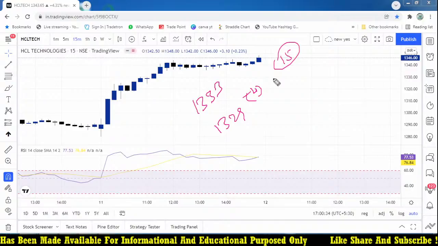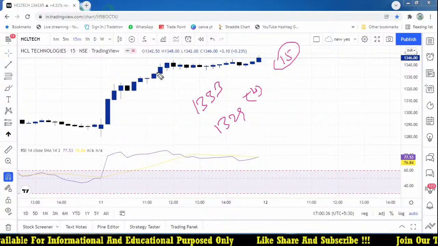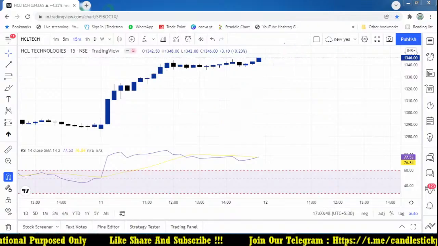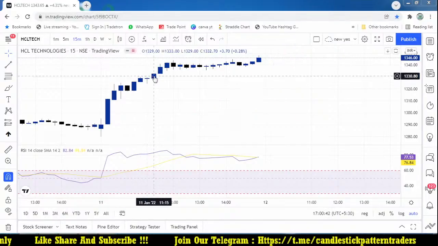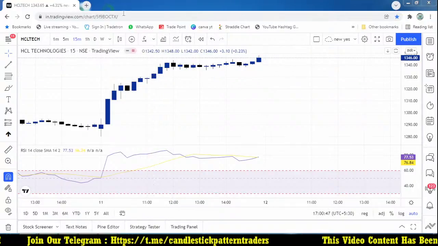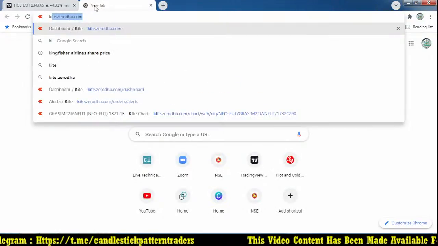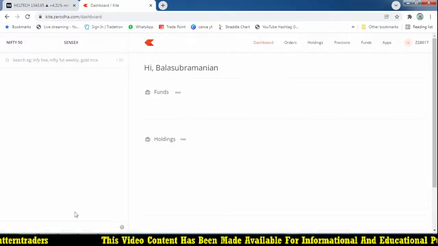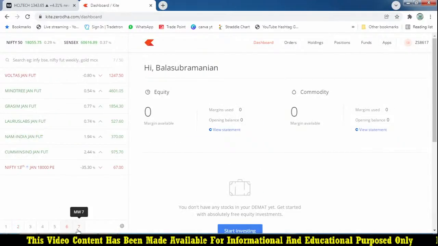Intraday option trading, you can try with that. Exactly at 11:15, if you are focusing on that 4 rupees risk, I will directly open an option chart of HCL Tech. That entry price is 1329, so let me go for a 1320 call option. Let me see how the option price reacts to that movement.